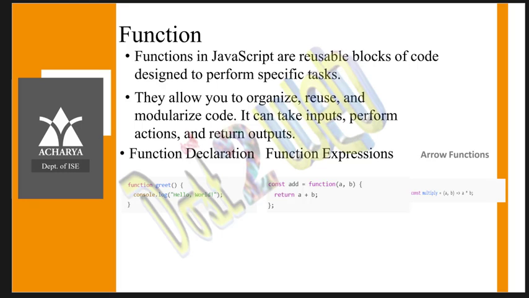How do you write the arrow? With the equals and greater than symbols. What is the use of it? I am doing multiplication, so I write equals greater than A multiply B. So that is my function done. This is how you write functions in JavaScript.